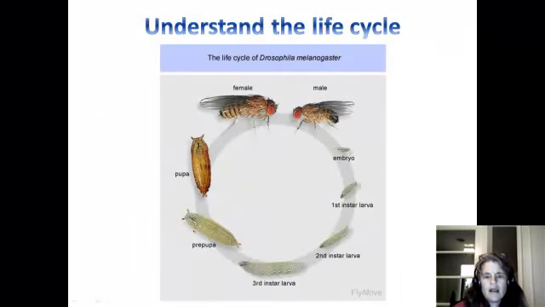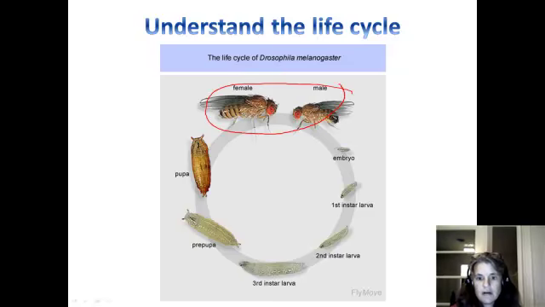Now, when we're working with Drosophila, we need to understand the life cycle. The first thing we should know, here's your male and female flies right here. When they mate, the female is fertilized internally. She will carry sperm from her very first mating inside her body for the rest of her life, and her eggs will most likely be fertilized with that sperm, even if she mates with other males over the course of her very short life.